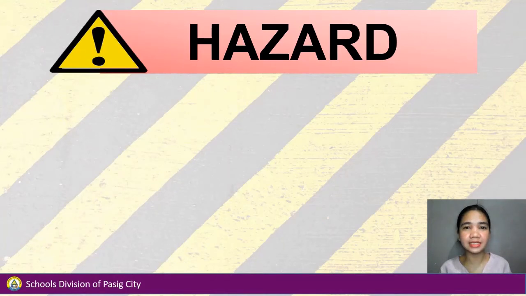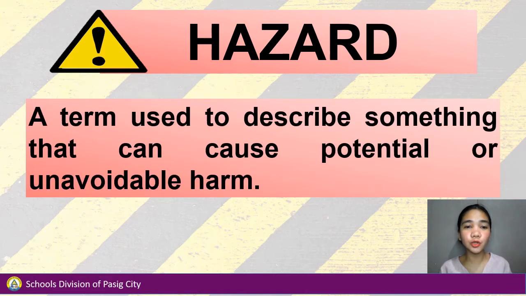Workplace hazard exists, and it can come from anything. Identifying the types of workplace hazards will give you a head start. But what is hazard? Hazard is a term used to describe something that can cause potential or unavoidable harm.